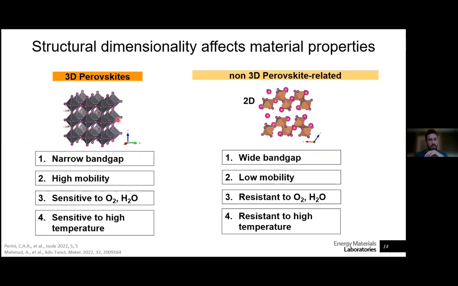To summarize, 3D perovskites generally have a narrower band gap than lower dimensionality materials and higher mobilities, but they are sensitive to moisture and oxygen, and generally to high temperatures due to the use of smaller organic cations that can vaporize under high thermal stress. In turn, lower dimensionality structures, which are derived from these 3D lattices by inserting larger bulky cations, have larger band gaps and lower mobilities, but are more robust to oxygen and moisture and robust to higher temperatures.